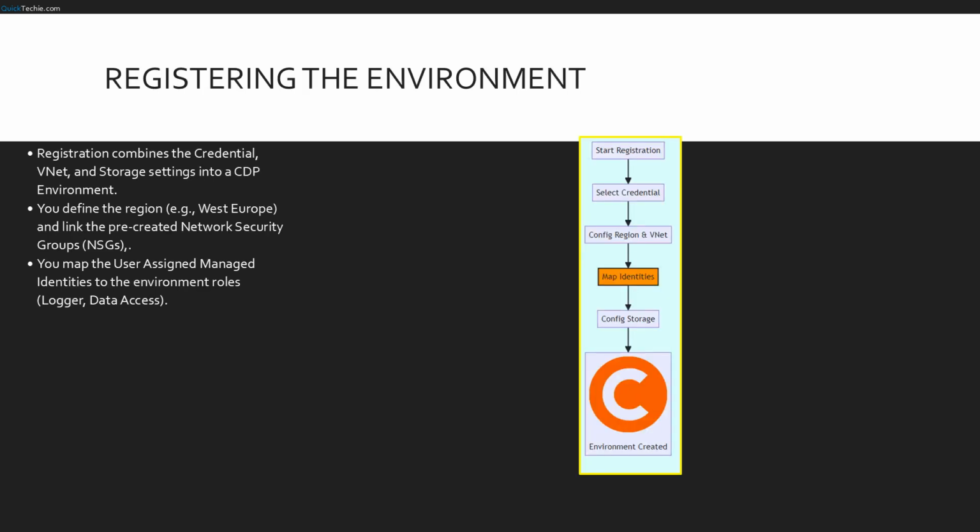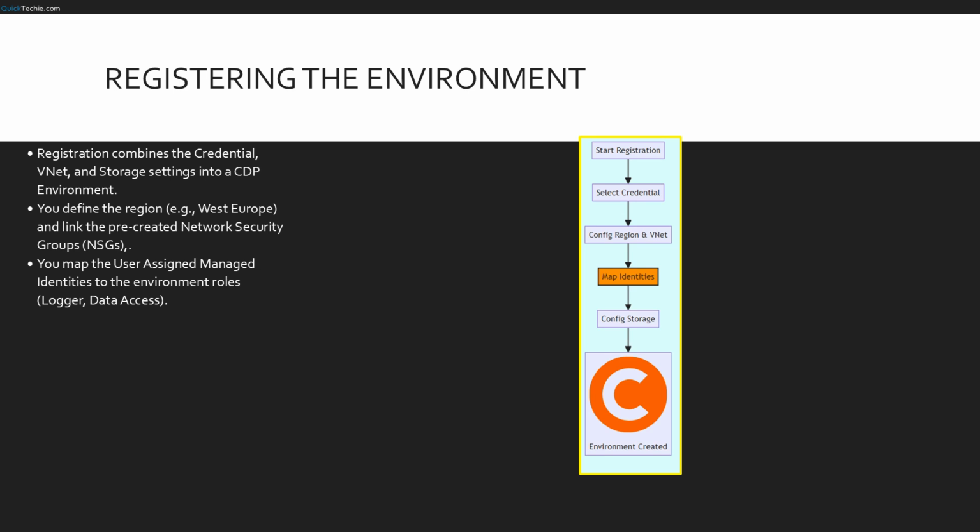Now we bring it all together by registering the environment. In the CDP console, you select your Azure credential and region. You then map the network resources, selecting your VNet and subnets and optionally linking pre-created network security groups. Crucially, this is where you input the resource ID of the managed identities. We discussed mapping the logger identity for telemetry and the data access identity for the ID Broker. This configuration tells Cloudera exactly which identities to use for which cluster operations.